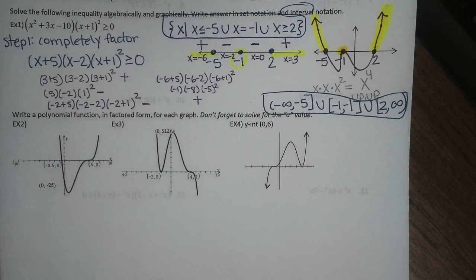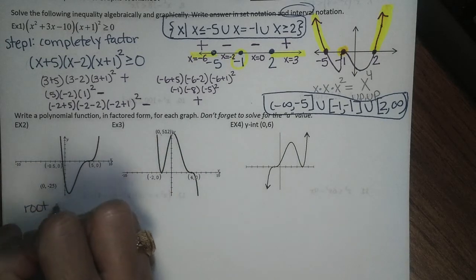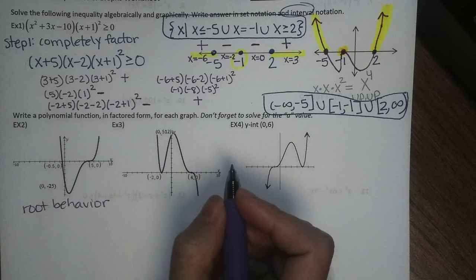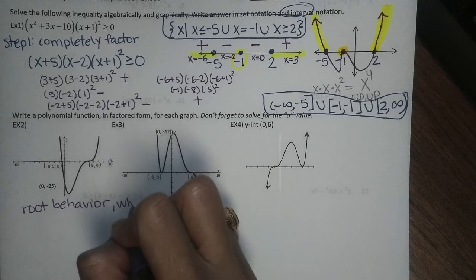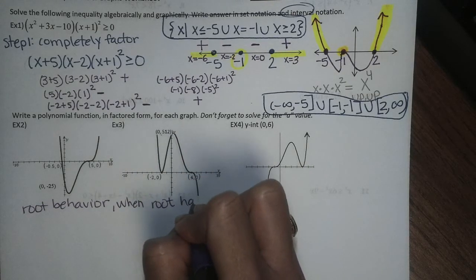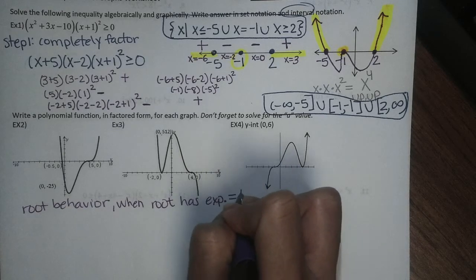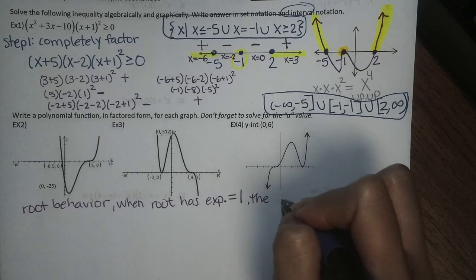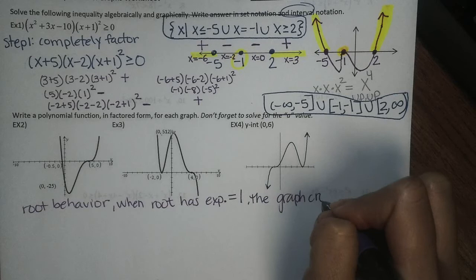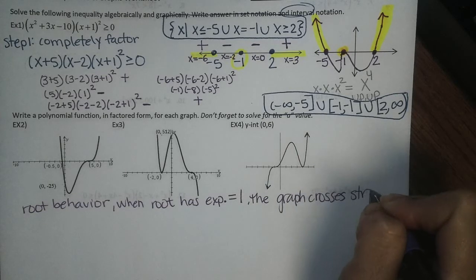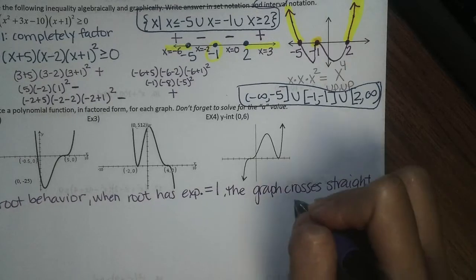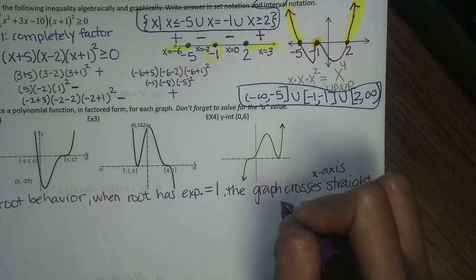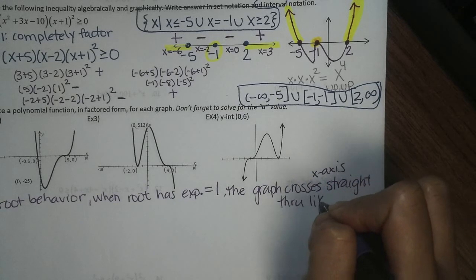First of all, let me remind you about the root behavior thing. When your root has an exponent equal to 1, the graph crosses straight through like a line. And by crosses I mean crosses the x-axis, straight through like a line.